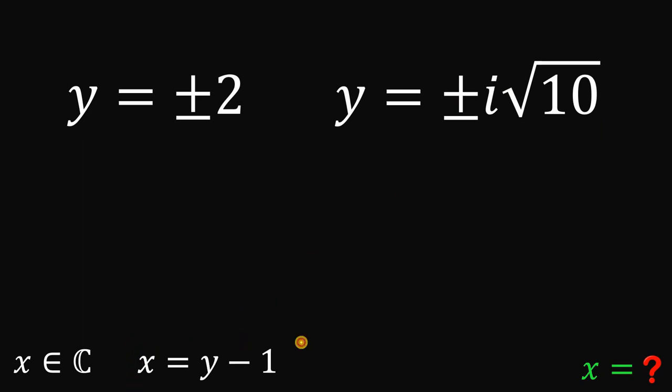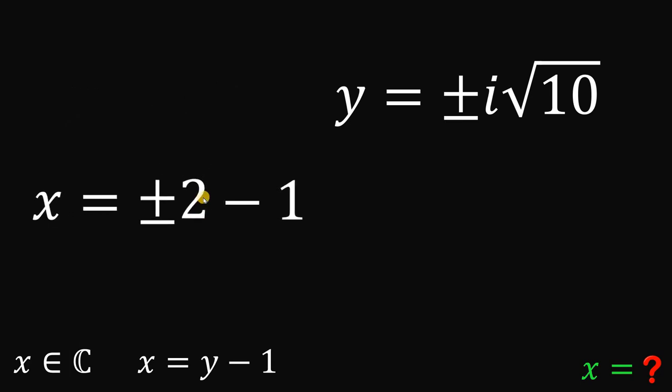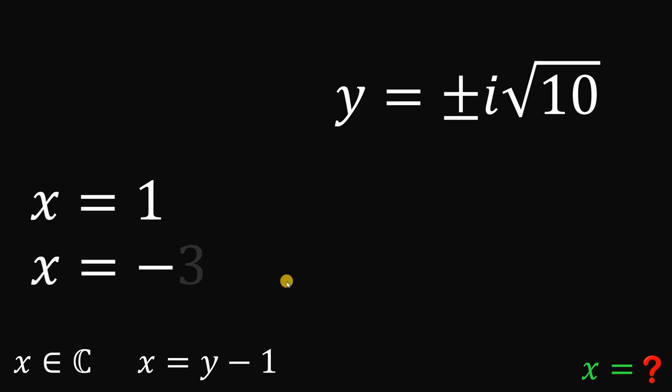Now, we know already that x must be equal to y minus 1, and y is also equal to positive or negative 2. So let's replace y with positive or negative 2. We have two possible values of x here: positive 2 minus 1 and negative 2 minus 1. Let's simplify. Positive 2 minus 1 is just positive 1, and negative 2 minus 1 is just negative 3. So we found two real values of x that satisfy this equation: positive 1 and negative 3.